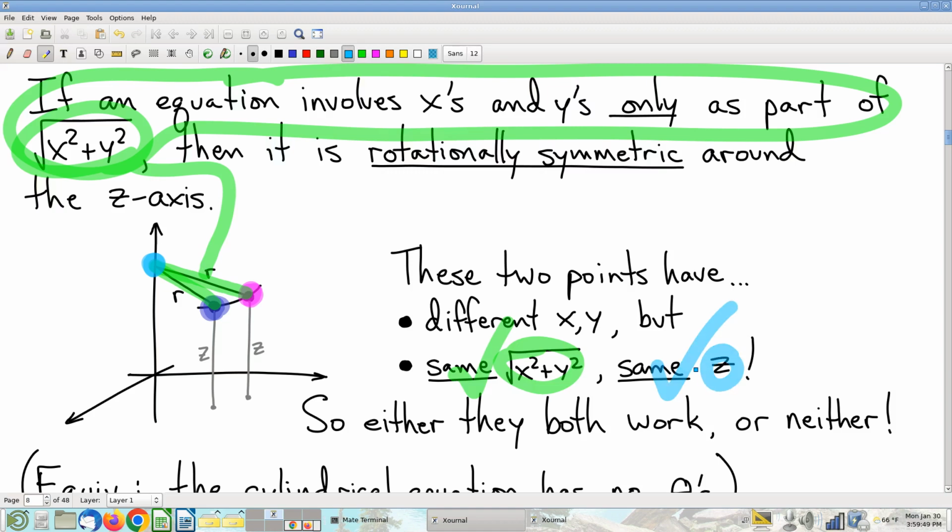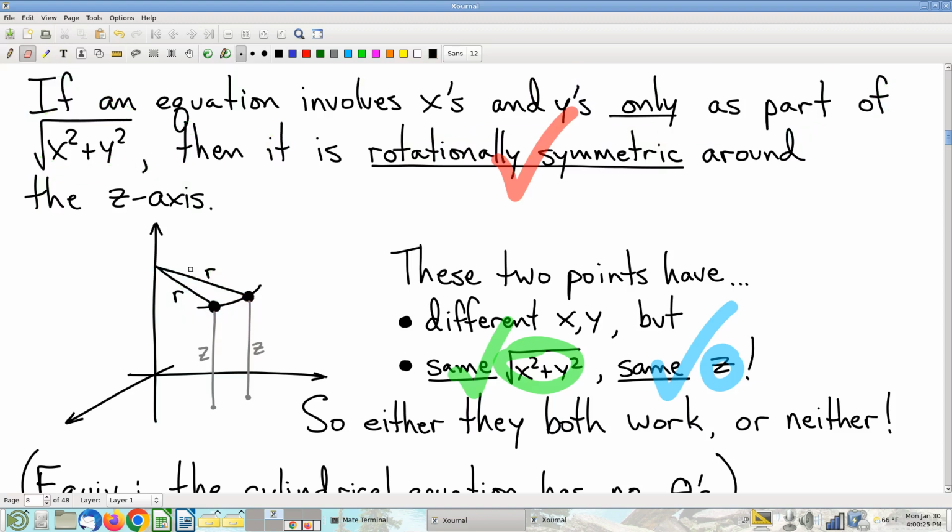So these two points, when you're plugging into an equation like this, either both work or neither works. They're tied to each other in terms of how they relate to that equation, because the only thing that distinguishes these points from each other never shows up in the equation. So that means that any points that are rotations of each other are either all on the surface or none on the surface, and that means that our surface is rotationally symmetric as desired. So that's the big idea.